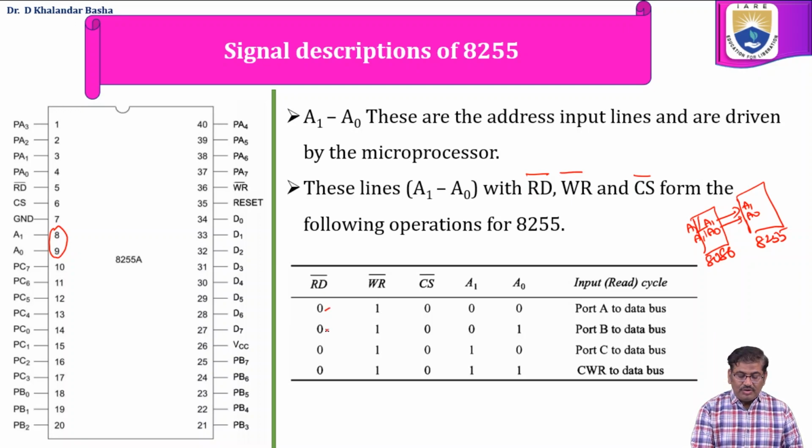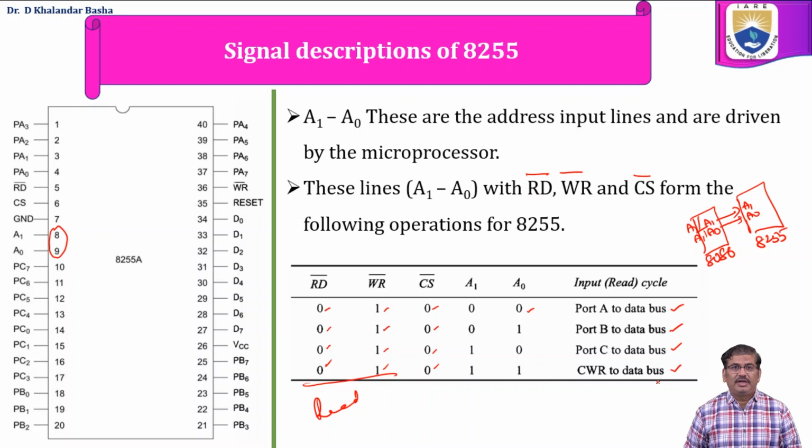So when read bar is equal to 0, it indicates the processor is reading some data. When the reading operation is being performed, write should not be enabled, so the write bar should be equal to 1. So here only the read operation is active. Next, as chip select is low, the data transactions can take place. If A1, A0 are 0, 0, we have the read operation with respect to port A, 0, 1 port B, 1, 0 port C, 1, 1 control word register to data bus.